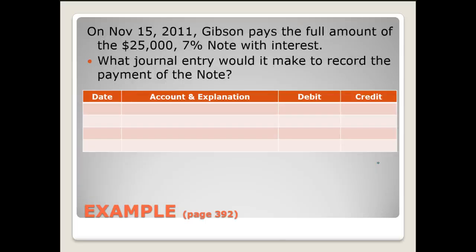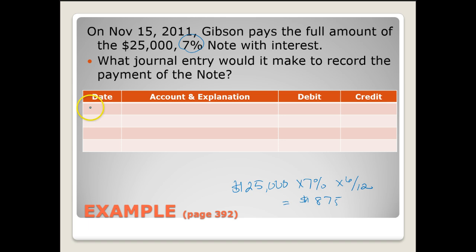Now let's say that we arrive at November 15th, 2011, and Gibson is able to pay the full $25,000 plus the 7% interest. Remember, interest is always quoted as an annual amount, so it's 7% interest, but on a 6-month note. So how much interest would they have paid? Well, it would have been $25,000 of principal times 7% annual interest, but what portion of the year was it? Well, it was 6 divided by 12. That comes to $875.